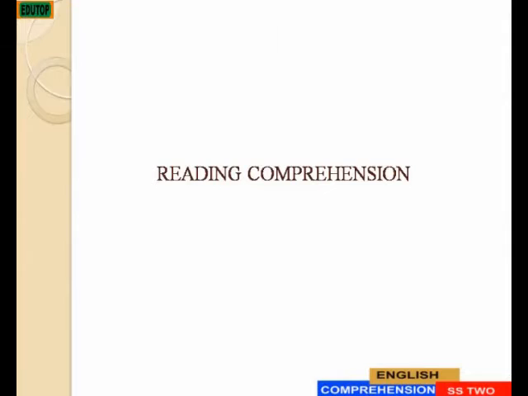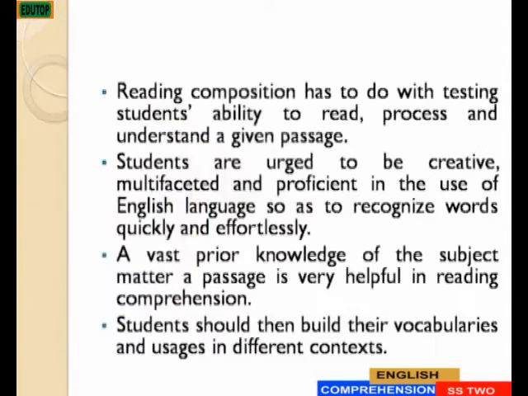Reading comprehension. Reading comprehension has to do with testing students' ability to read, process, and understand a given passage. So in essence, when you are given a comprehension passage, the aim of the examiner is to test your ability to comprehend a given passage, process it, and come out with your own interpretation. Students are called to be creative in reading comprehension.